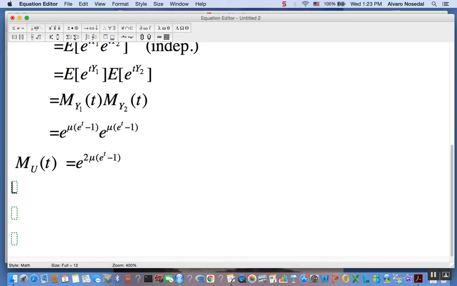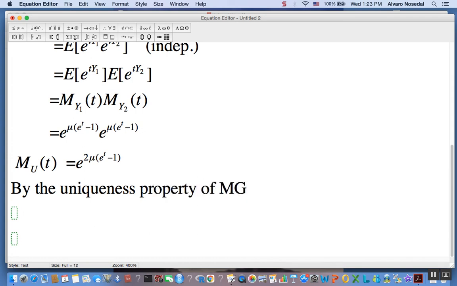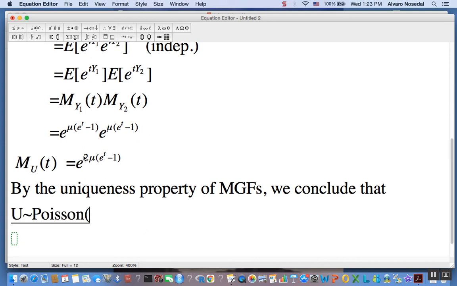So by the uniqueness property of MGFs, we conclude that U has a Poisson distribution with parameter 2 times mu. Okay?